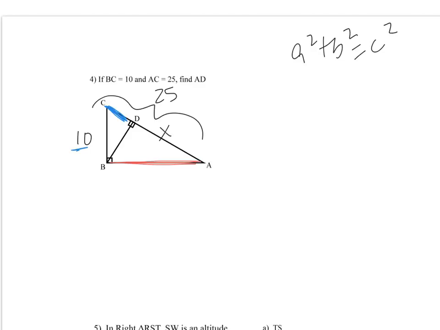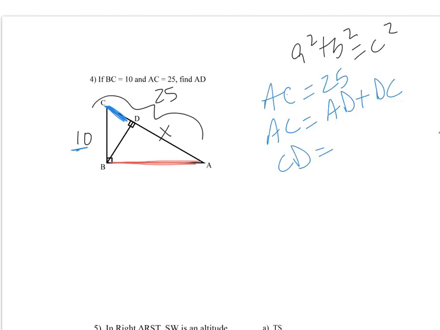If the entire thing is 25, if AC is equal to 25 and AC is equal to AD plus DC, then what do you think CD is, or DC? It would in this case be 25 minus x. So this little blue part here is 25 minus x.